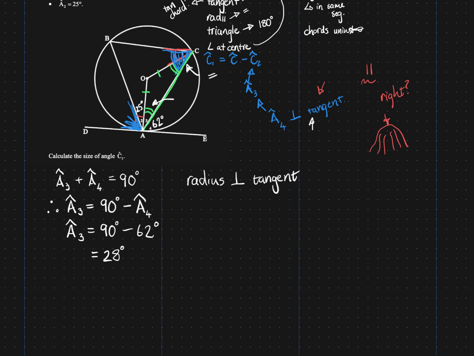So if A3 is 28 degrees, it means that C2, which is also equal to A3, which is 28 degrees, they're equal. They are equal because they are base angles of isosceles.